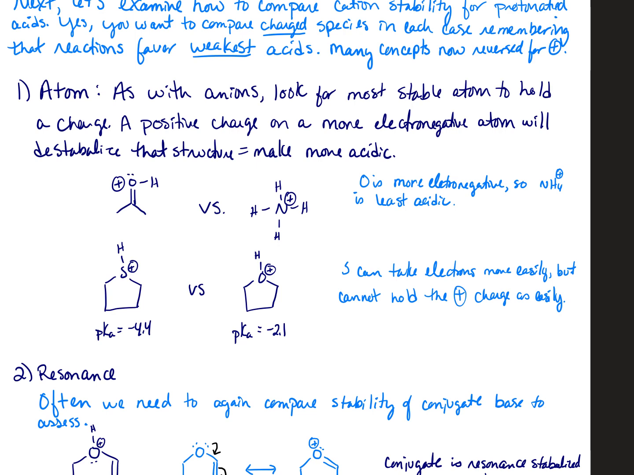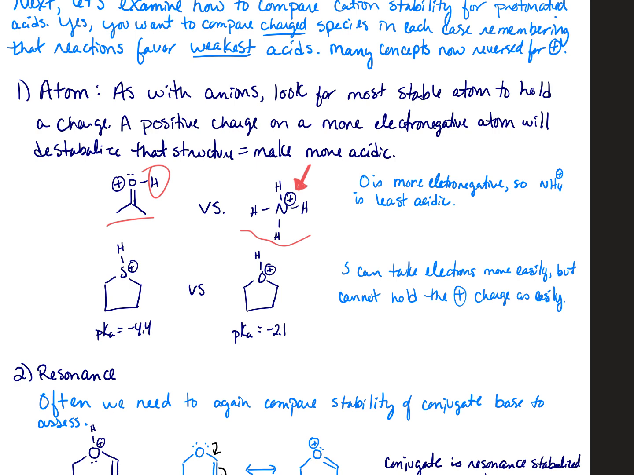So first we look for the most stable atom to hold the charge. Just the same way that you don't put the negative charge on something that's not electronegative, you don't want to put a positive charge on something that is very electronegative. So if we're comparing these two things with a positive charge on them, oxygen's more electronegative, so it doesn't want to have that positive charge, which means that this is more stable. And therefore, if this is more stable, it will be less acidic, right? Because it can hold that positive charge more easily. This guy wants to get rid of it.